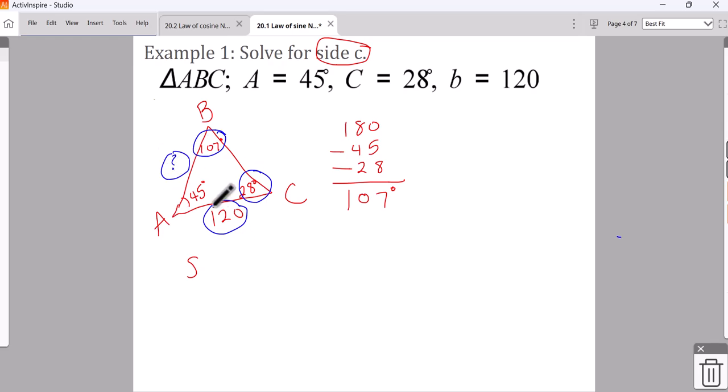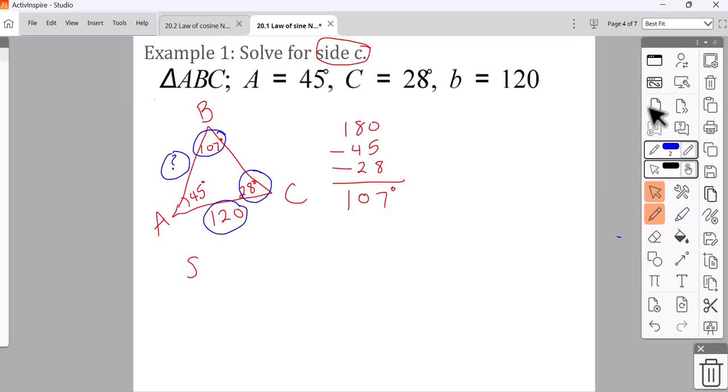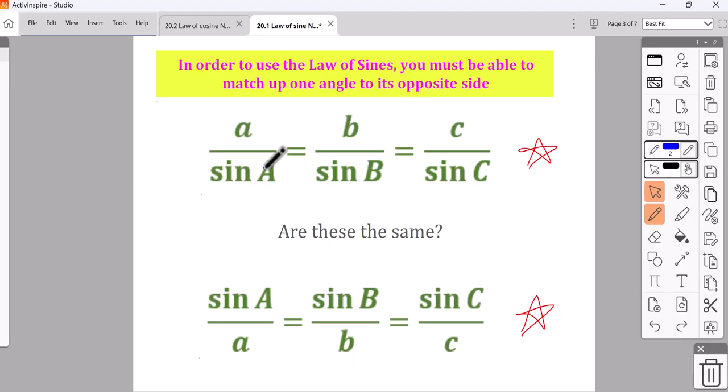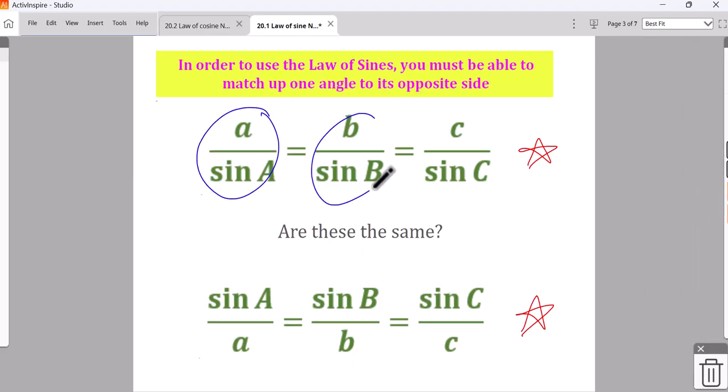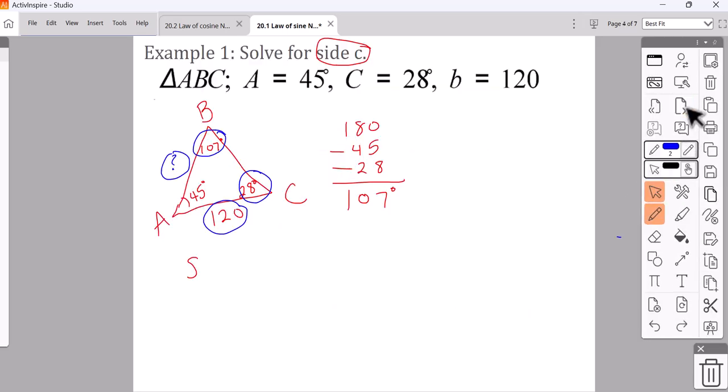We're not always going to use all three parts of the equation. We're going to use just the first part and the second part, or the first part and the third part. We're going to use a combination of only two sets of the equation. If we go back to our law of sines, we're using this one and this one. We're never going to use all three at the same time.